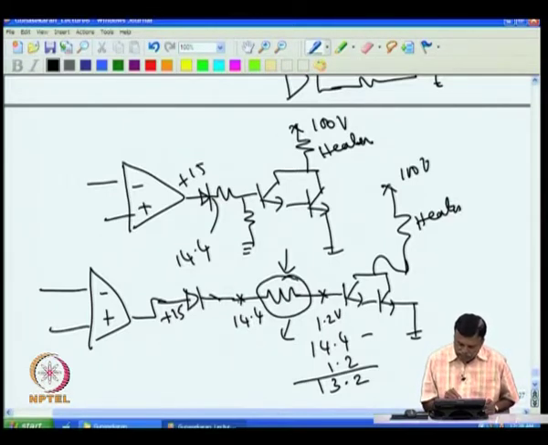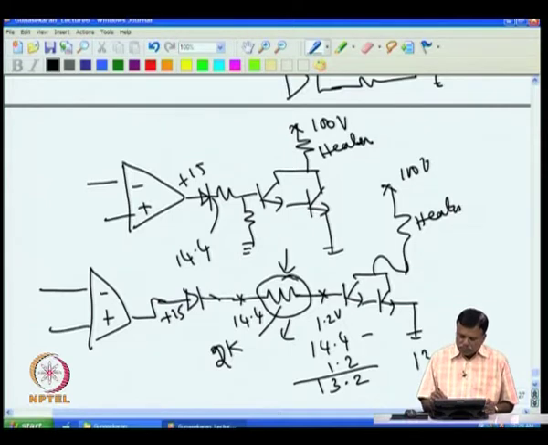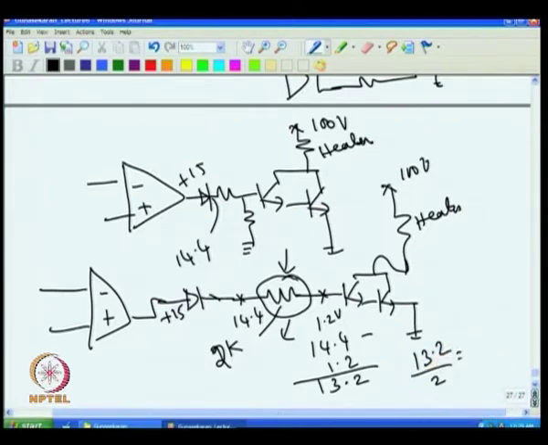Other way around, the current that is flowing here develops a voltage across this. Now, for example, if across this is 13.2 volt, and if I put say 1k, or 2.2k, assume that I put 2k, then the current through this will be 13.2 volt divided by 2k, that will be 6.6 milliamps.